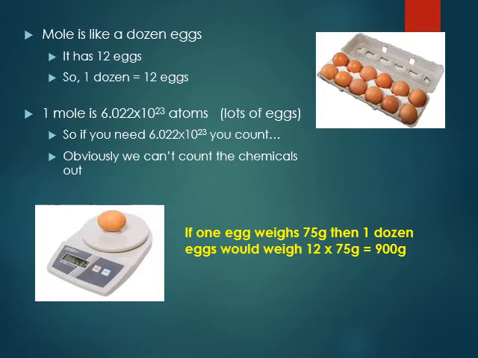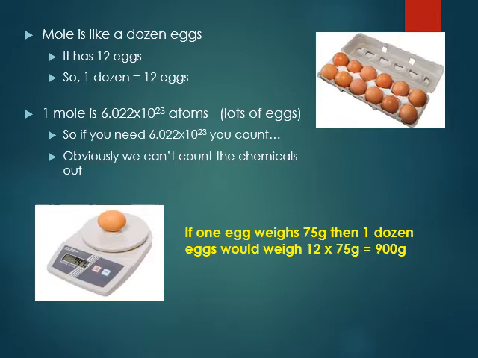So if I have 1 dozen eggs, I know I have 12 eggs. If I have 1 mole, I know I have 6 times 10 to the 23. Obviously, it's a very big number, but it's irrelevant. It's the same thing. We're just counting individual units and representing them with a term, like 1 dozen or 1 mole. So obviously we can't count atoms like it says on the slide, so we weigh them.